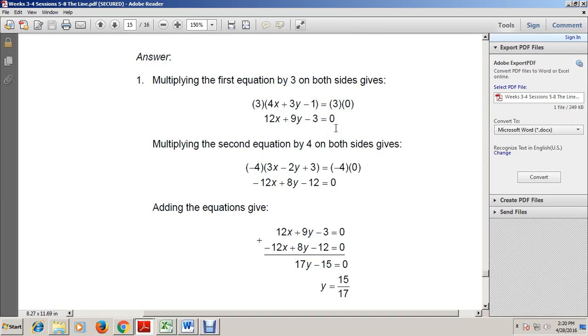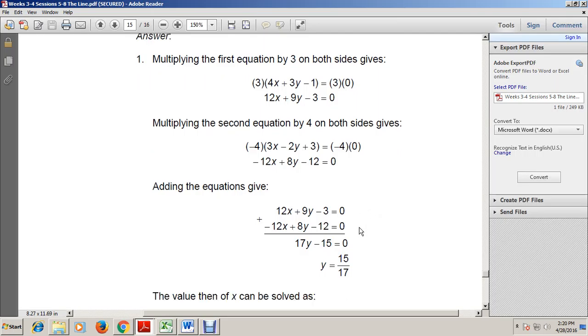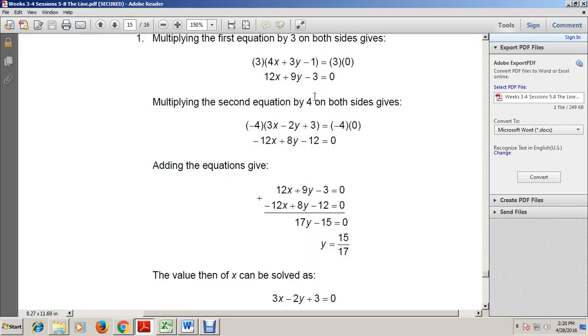Okay, since we have already done the first and second steps, the next step is to do the actual elimination process. The elimination process means that we're going to add the resulting two equations. So adding them together, 12x minus 12x cancels each other. Next, 9y plus 8y gives us 17y. Negative 3 minus 12 gives us negative 15 is equal to 0.